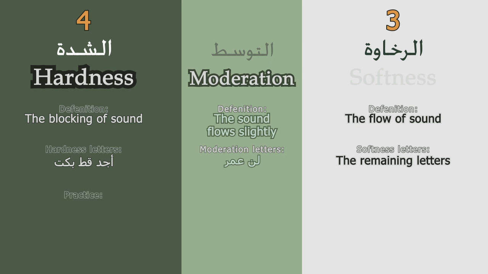Let's practice pronouncing these letters together. Let's try 3 hard letters, jim, ta, and ba. Notice how the sound is blocked. Aj, aj, aj.